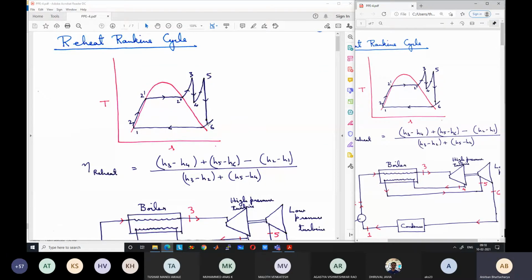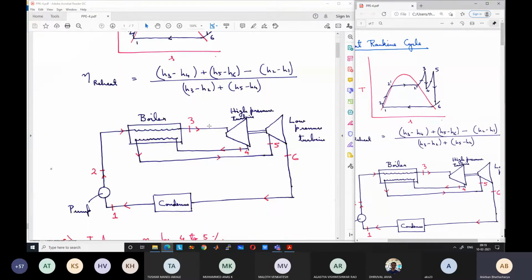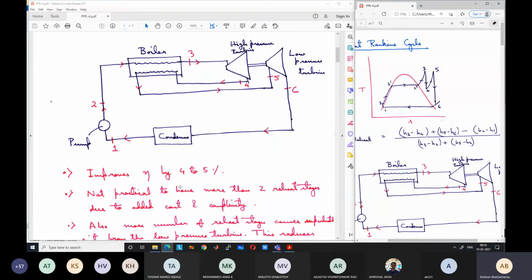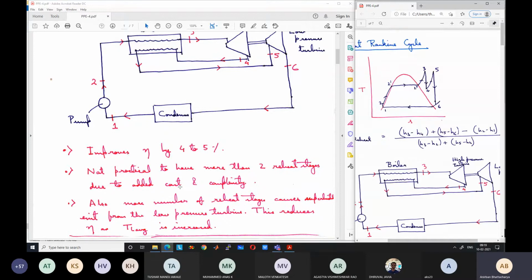So it improves efficiency by 4 to 5%, and it is not practical to have more than 2 reheat stages. Each reheat stage will add complexity and also add initial cost and running cost. Each turbine and each reheater is a very large device. It looks very simple in this diagram, but actually it contains a large number of coiled tubes within the furnace.